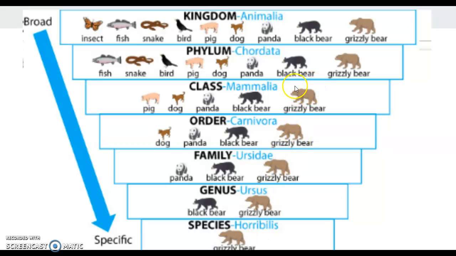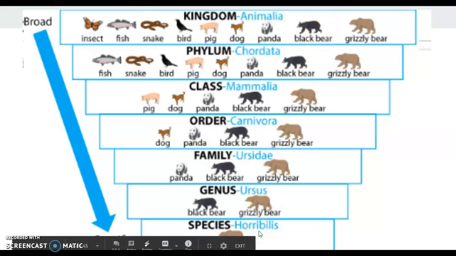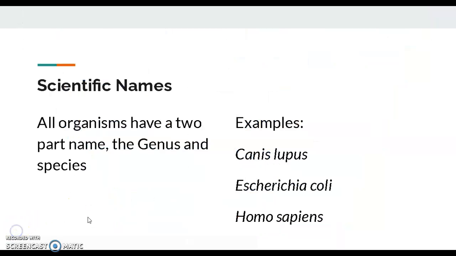So we go from a very broad category, including all animals, to very, very specific, just one type of animal at the species level. The last thing I want to talk about are scientific names. All organisms, including animals, have a two-part name, which includes the genus and the species. So in the previous example, we looked at the grizzly bear, which would be Ursus horribilis.